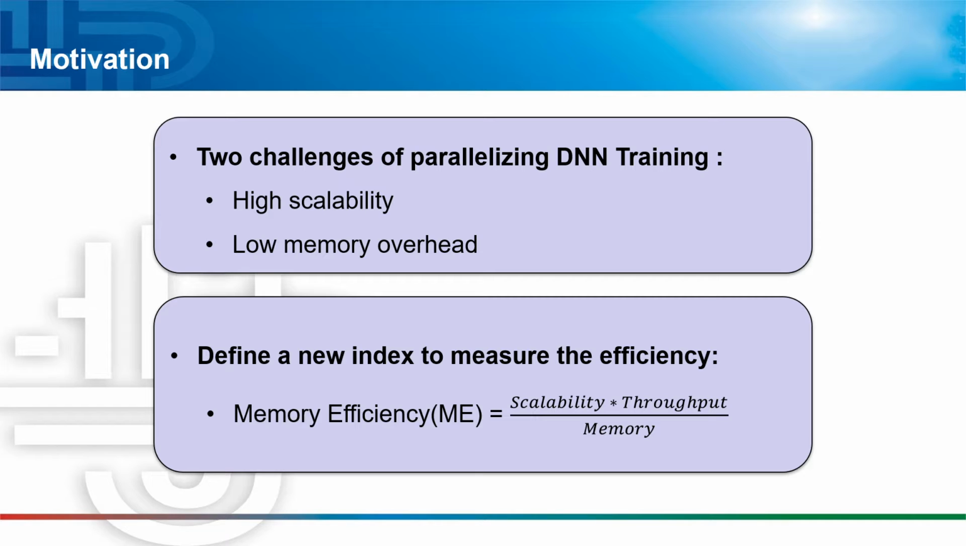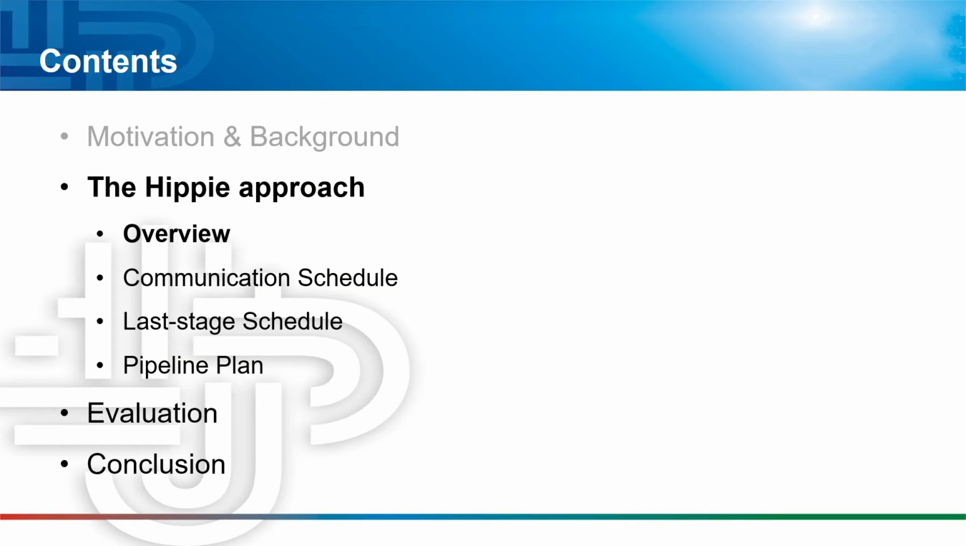To better measure the efficiency of parallel training, we define a new index called memory efficiency, ME. The ratio of the average throughput per device to the maximum memory consumption per device is defined as memory efficiency. Our goal is to get as high ME as possible.